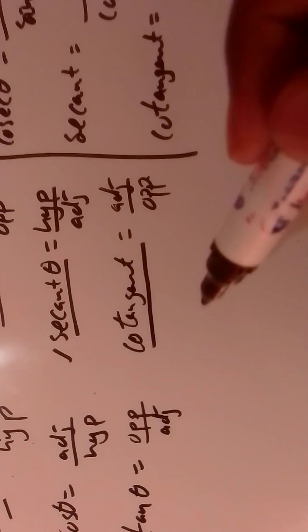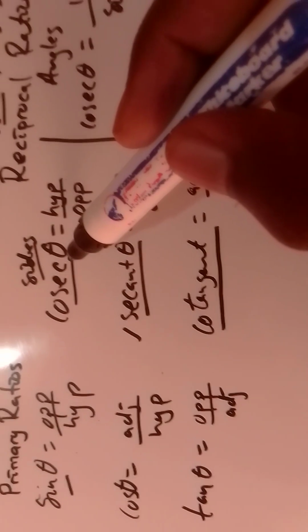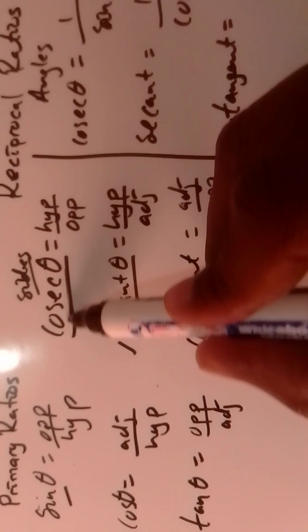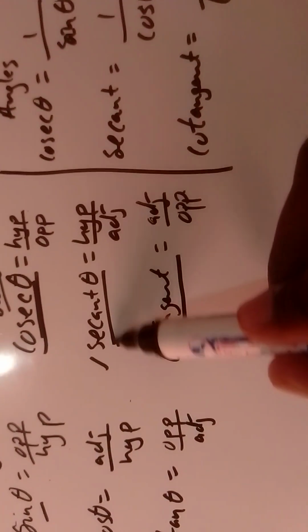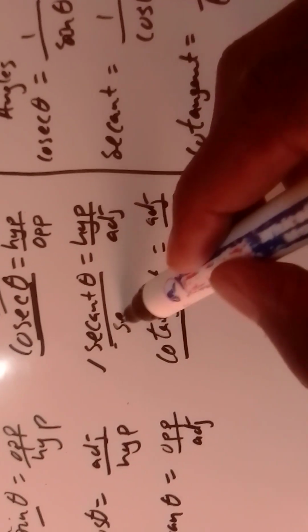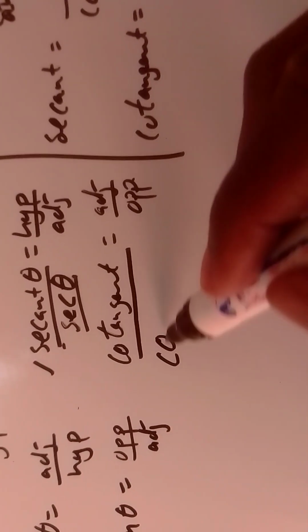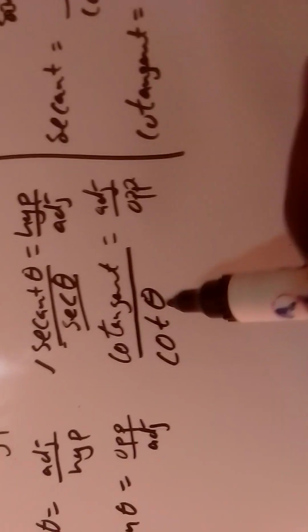Now, these are the full names in terms of reciprocal ratios, but they've got nicknames or shortcuts. The shortcut for cosecant is cosec, so here I already wrote it in shortcut. The shortcut for secant is sec, S-E-C, so you say sec theta. And the shortcut for cotangent is cot theta.